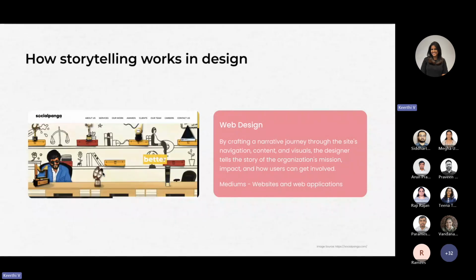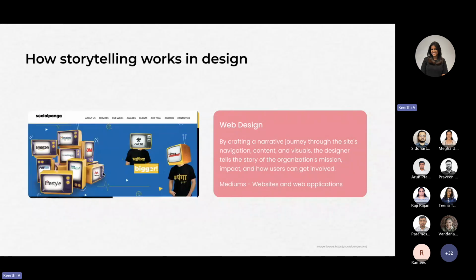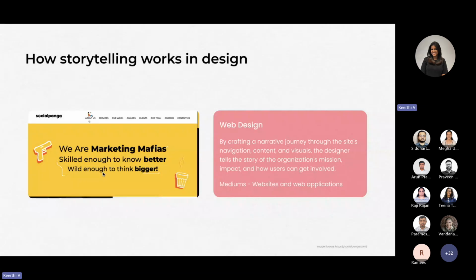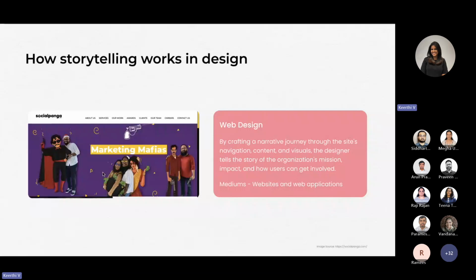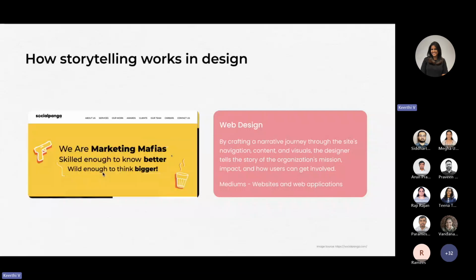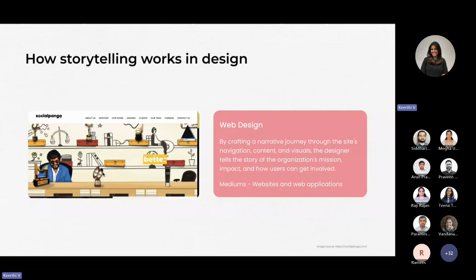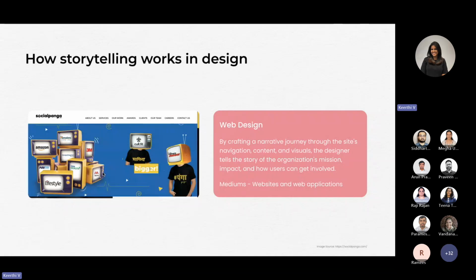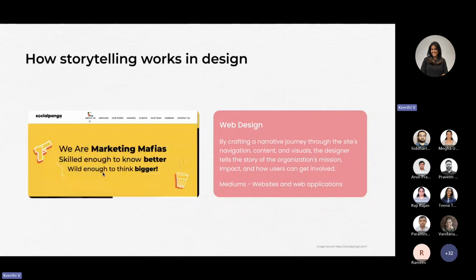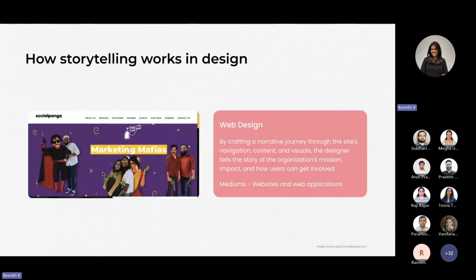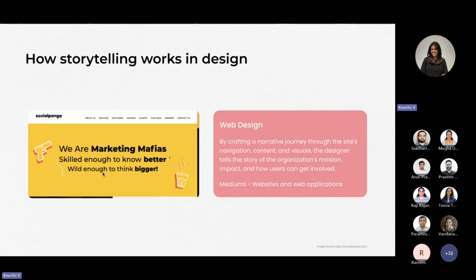They call themselves mafias. They try to connect to the user through the Bollywood impacts, and they tell the story of who they are and what they do better and what they are currently doing. So all of this they tell through a story, and that's how the website is so interesting. The website needs to tell the story. They need to connect to the user.